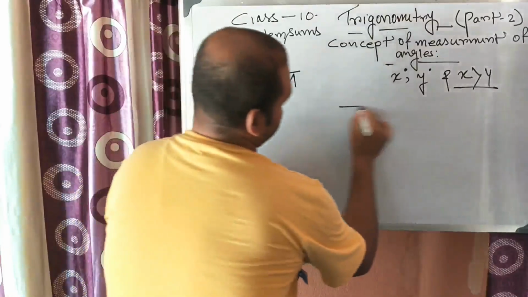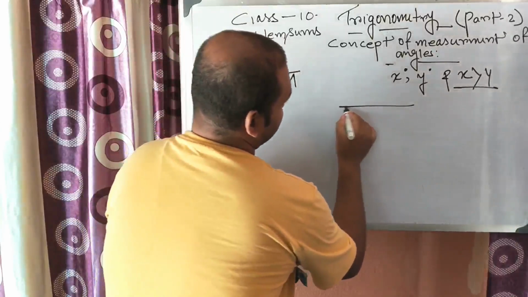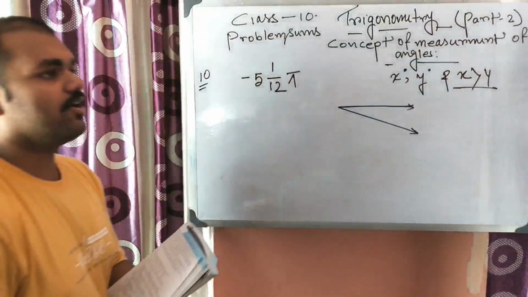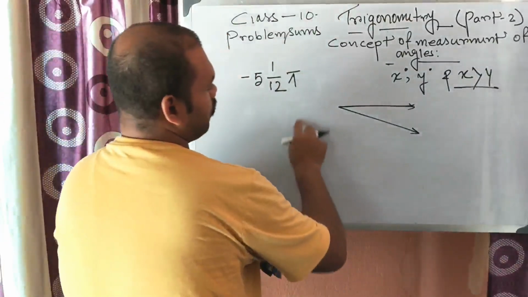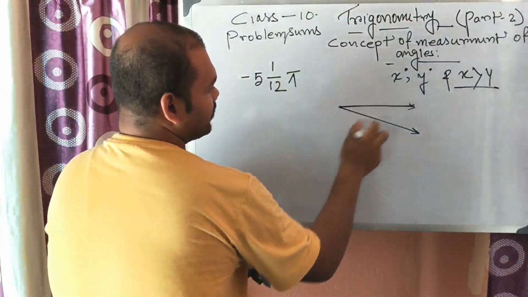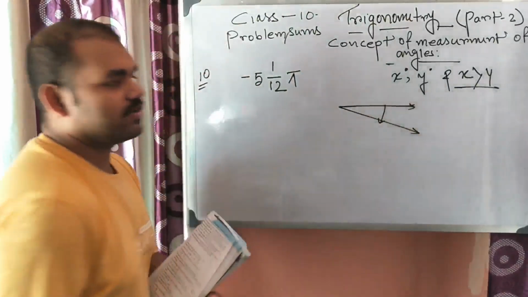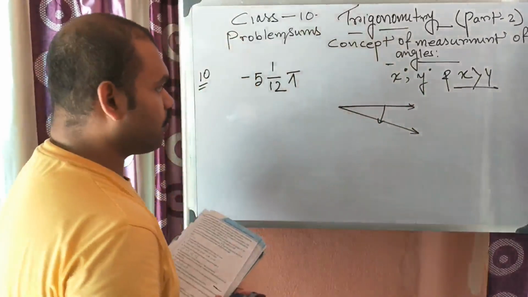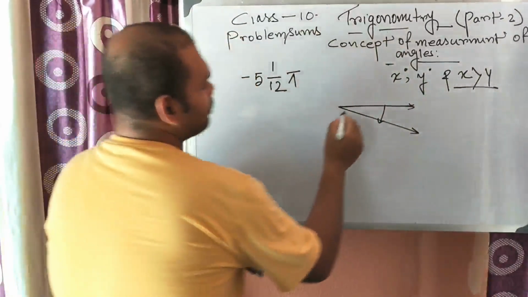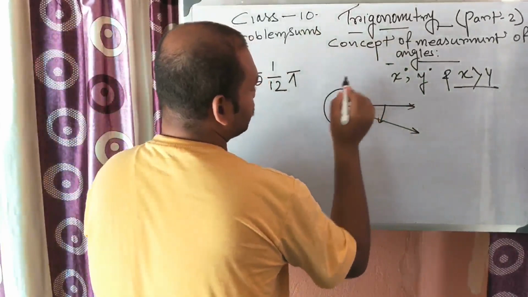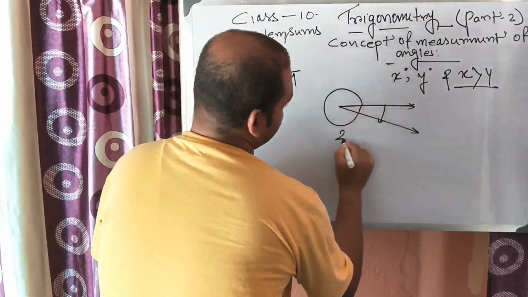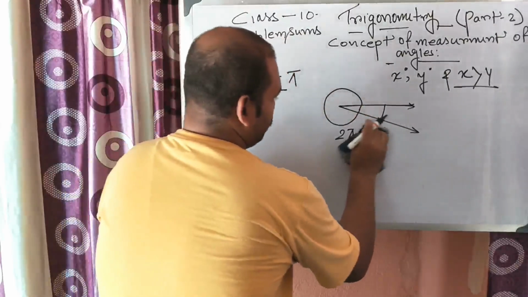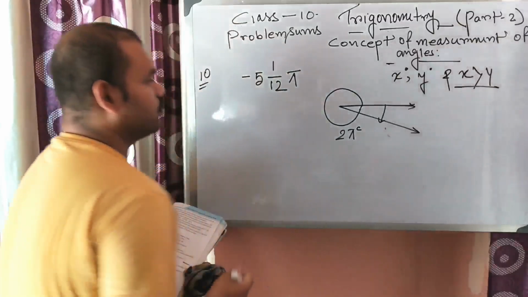Rotation means this. So the angle is negative. Negative means it is in the clockwise direction, that is this direction, not the anti-clockwise direction. And for one complete rotation, what is the value of one complete rotation? One complete rotation is 2 pi radian.